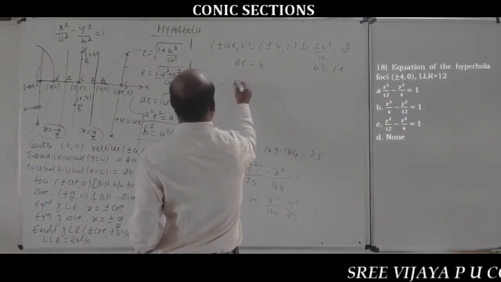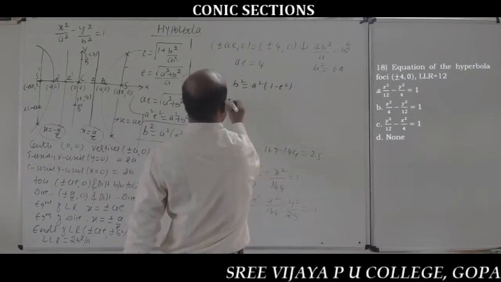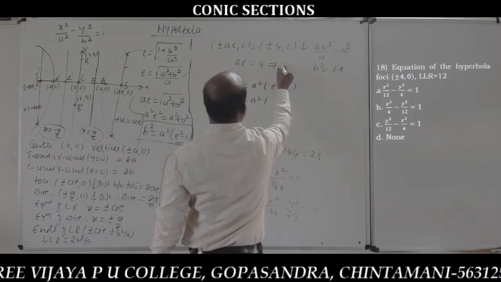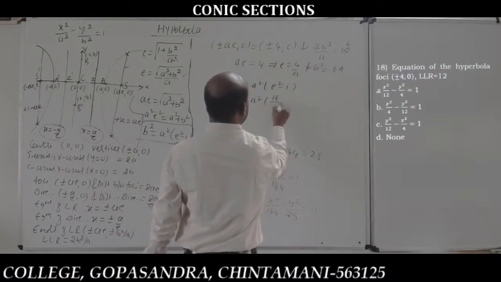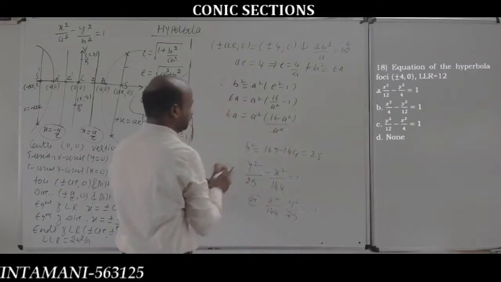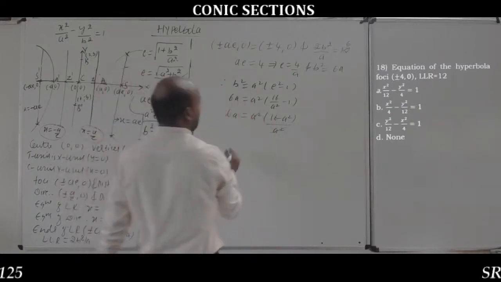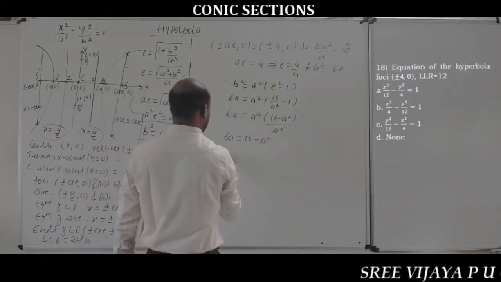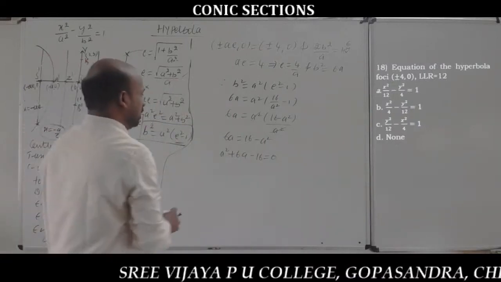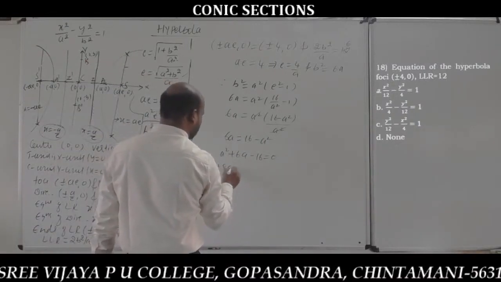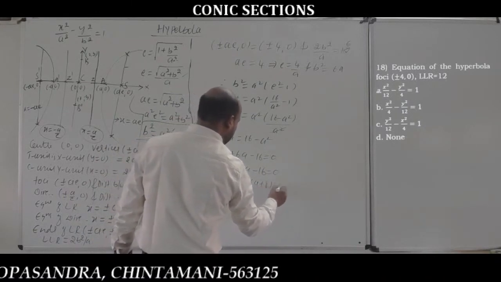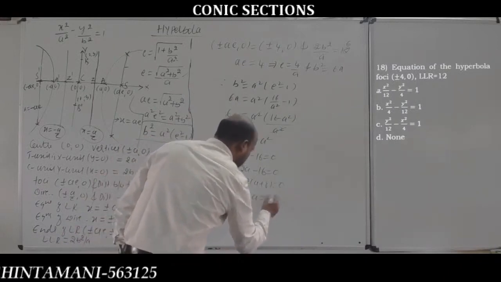And we know that b square equals a square into e square minus 1, that is 6 times a. It implies e is 4 by a, so 16 by a square minus 1, that is 16 minus a square by a square. That is 6 times a equals 16 minus a square, so a square plus 6a minus 16 is equal to 0. a square plus 8a minus 2a minus 16 is 0. a into a plus 8 minus 2 into a plus 8 is 0. a is equal to 2, or a equals minus 8.